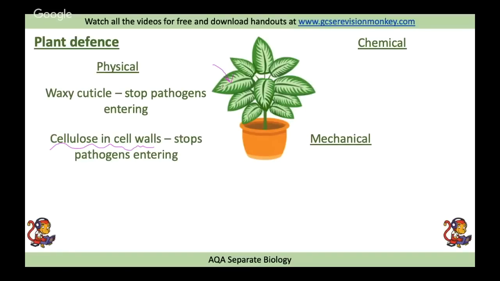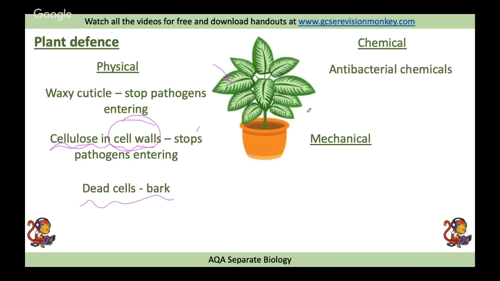So if pathogens do get through, let's say an aphid got through the leaf and it was carrying some pathogens, then maybe the pathogens would not be able to get into the cells and infect the cells because of the cellulose strengthening the cell walls. The dead cells on trees, so the bark, provide a defense against pathogens as well. Just like our skin, they can produce antibacterial chemicals, which they secrete onto the leaves, and some plants produce poisons as well.